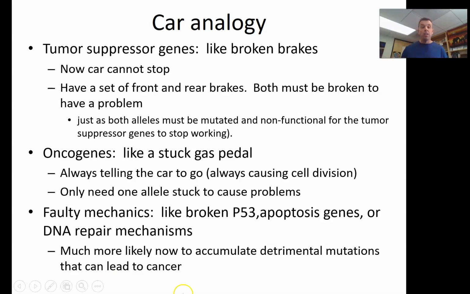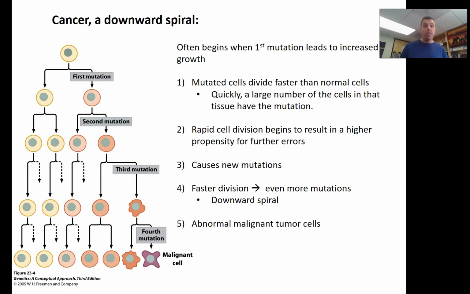If you have these types of enzymes here, p53, apoptosis genes, or DNA repair mechanisms that are broken and not functioning in the cell, then you have a much higher propensity to get those mutations that can lead to cancer. And that, in turn, is the downward spiral.